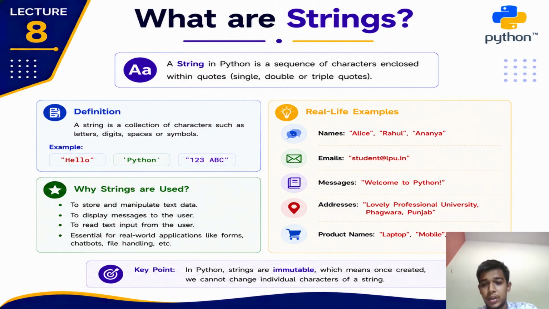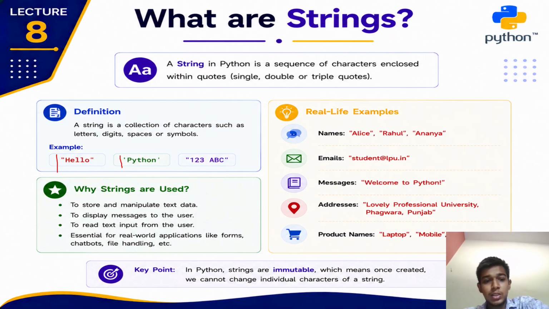Now let's understand what strings are in Python. I think I have also discussed strings in the previous lectures in this series. Now let's learn about strings in brief. A string is a sequence of characters enclosed within quotes. These quotes can be single quotes, double quotes, or triple quotes. Like you can see here, a string using single quotes, a string using double quotes. Anything inside single quotes, double quotes, or triple quotes is a string.